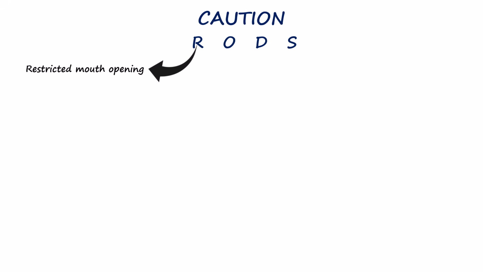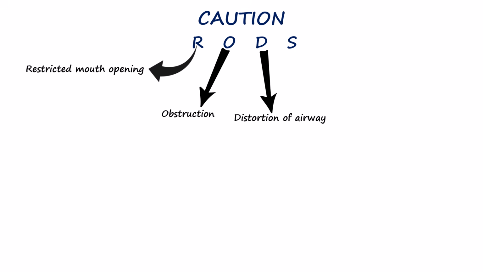However, before attempting LMA insertion, caution is needed. The RODS mnemonic helps guide this evaluation. R stands for restricted mouth opening, which can make insertion difficult. O is for obstruction, such as tumors, swelling, or foreign bodies that block the airway. D refers to distorted airway anatomy, whether from congenital anomalies, trauma, or previous surgery. S stands for stiff lungs or cervical spine, which can limit neck movement or lung compliance and complicate ventilation.